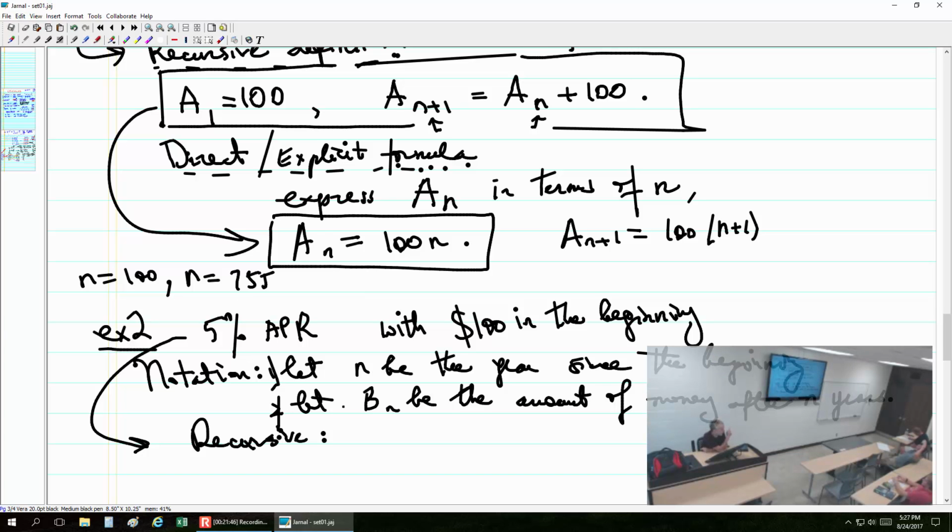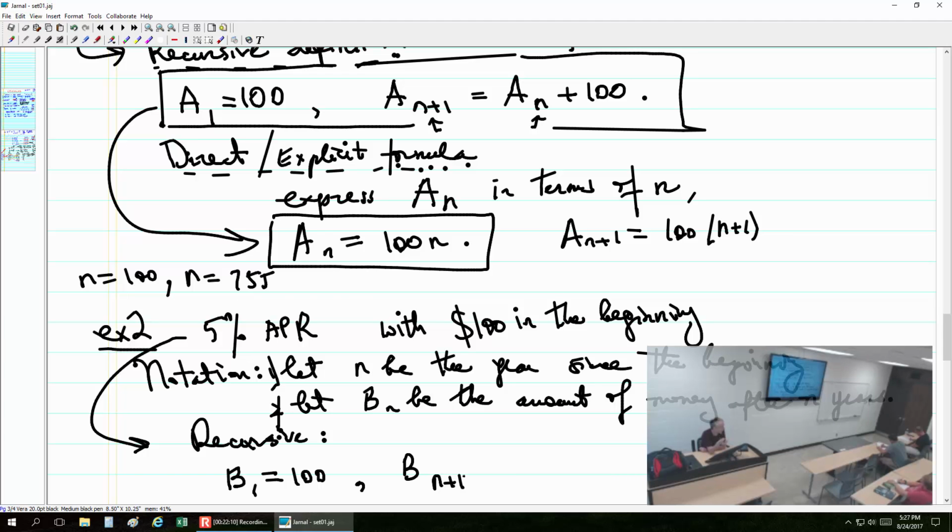Now look at first. There are two items. What's the first? You can see. Let's do the first item first. 100% or $100. Yeah, B1 is 100. Okay, and now we have to express how much money I have after n plus 1 years in terms of how much I have after n years.